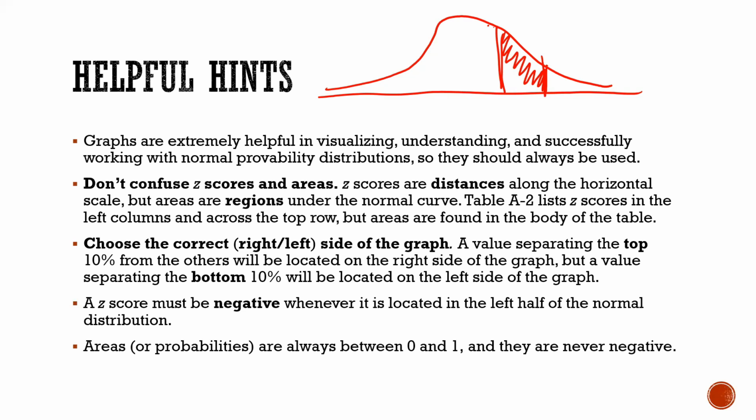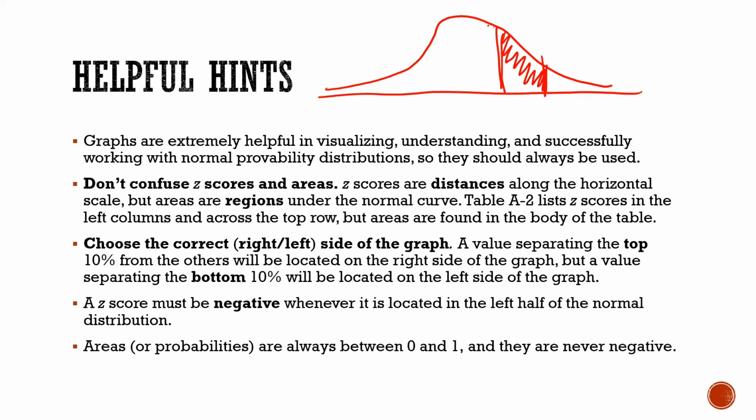Also remember, just like we said, the total area under the curve is 1, right? Area has to be positive, just like a probability. So you should be getting an answer between 0 and 1, or an answer between 0 and 100 if you're writing it as a percentage. Okay.